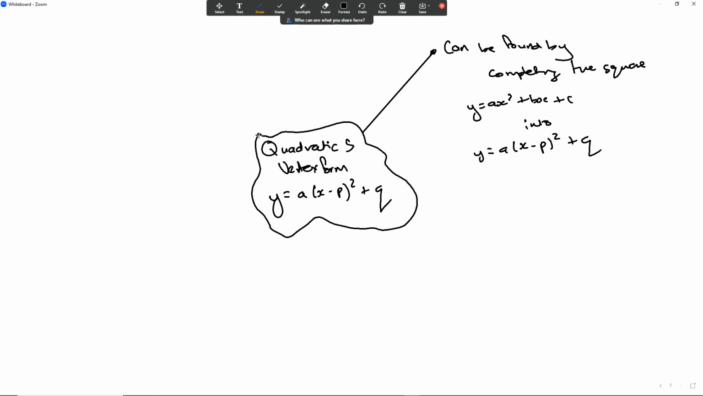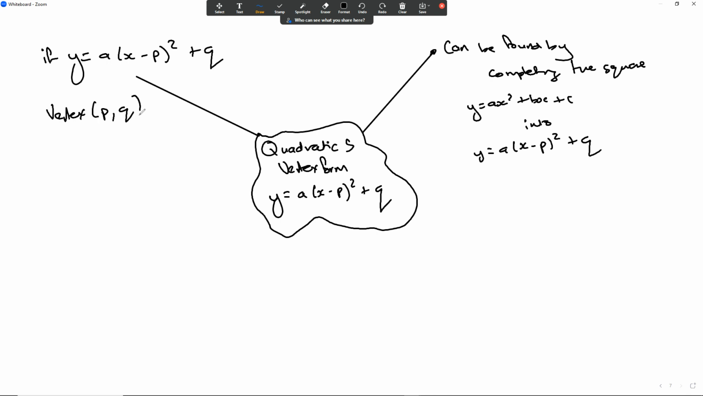The next thing is, if you're given a vertex, where can you get the vertex from? So if y is equal to a(x minus p) squared plus q, then the vertex will be p and q, the coordinate (p, q).